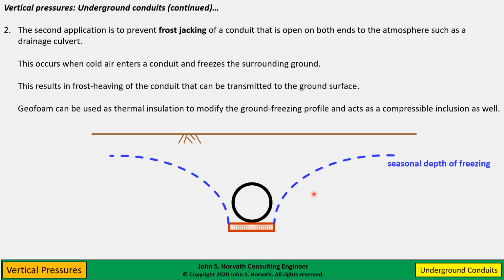I showed you a few slides earlier that normally when we use a compressible inclusion above an underground conduit, we place it above the crown or roof. And that's simply because it gets the job done and is the easiest place to construct it. It's really a constructability issue. But compressible inclusions work very well underneath the conduit. The only problem is now the conduit is going to settle perhaps a fraction of an inch, several millimeters. But certainly if you're looking to prevent frost jacking, this is where you have to place the geofoam product.